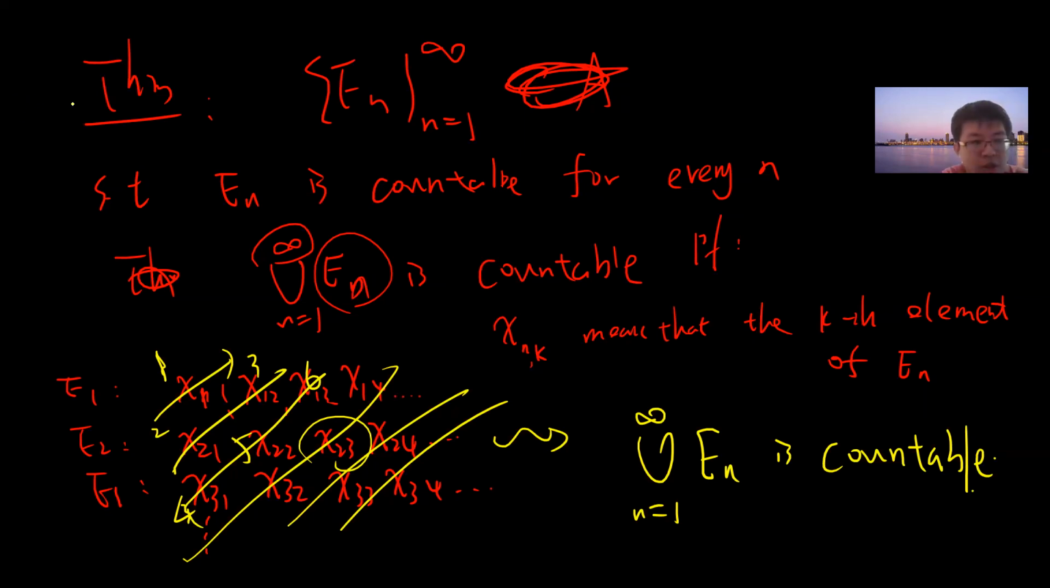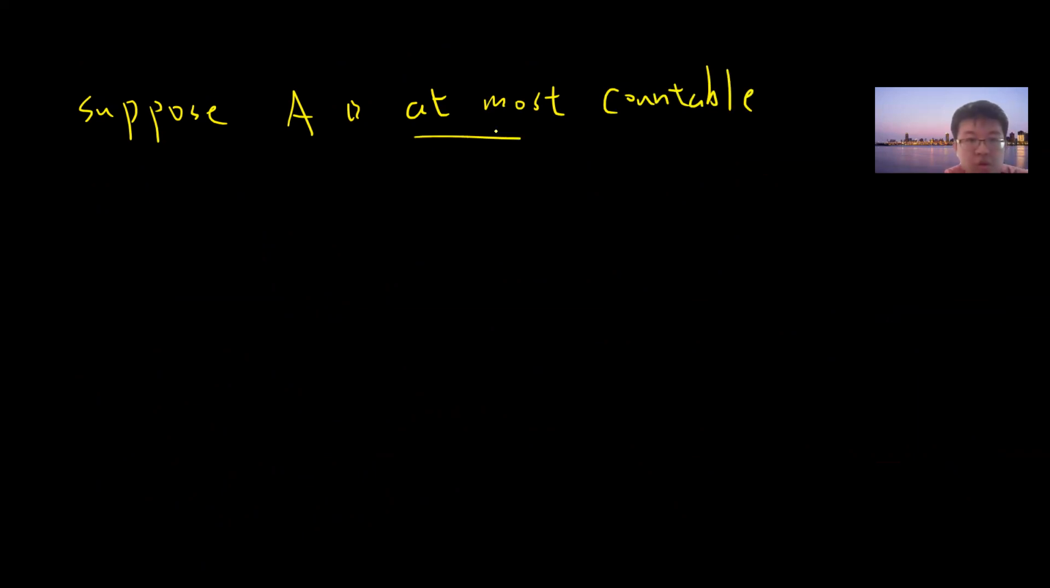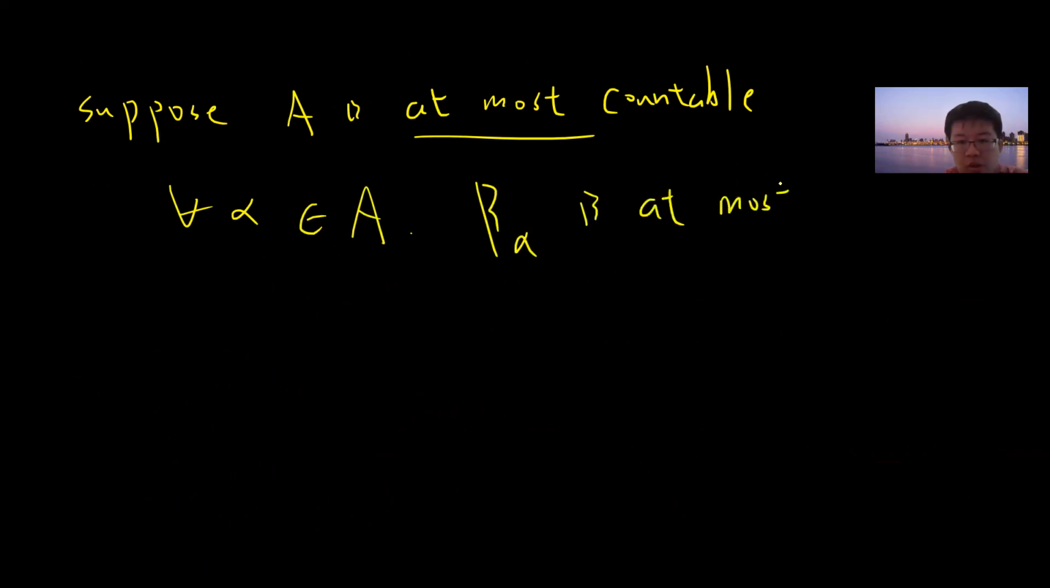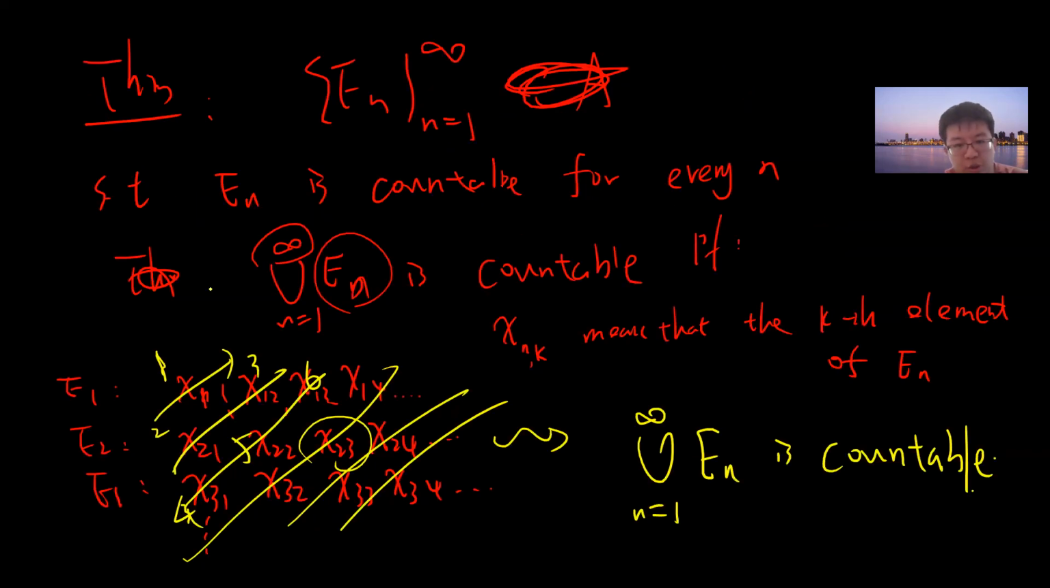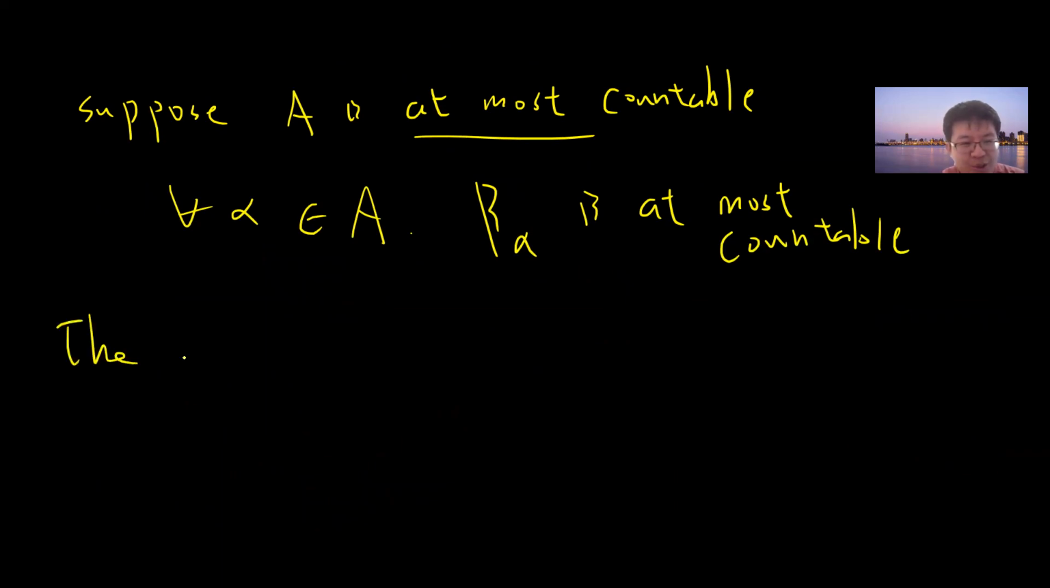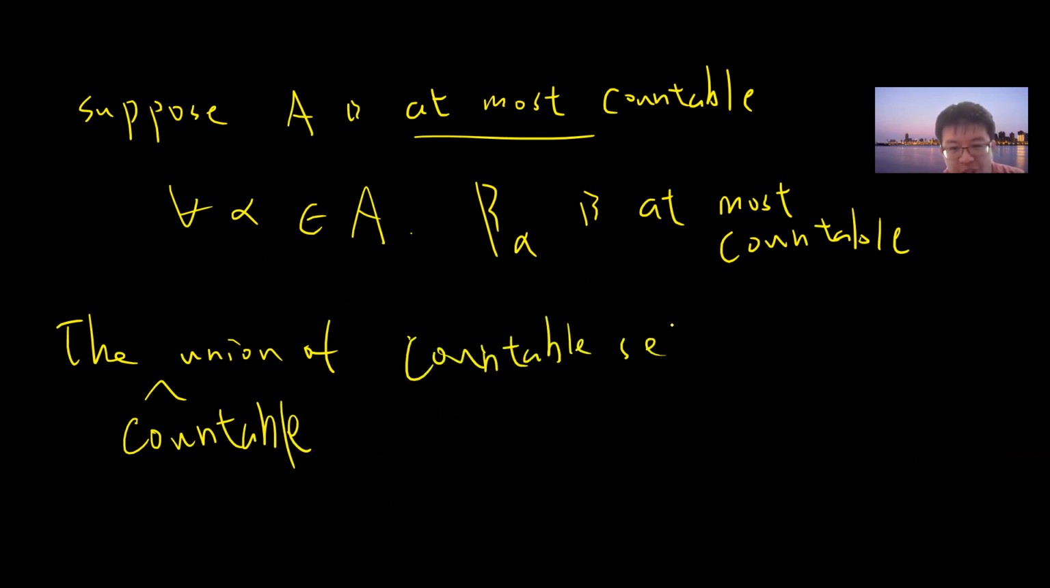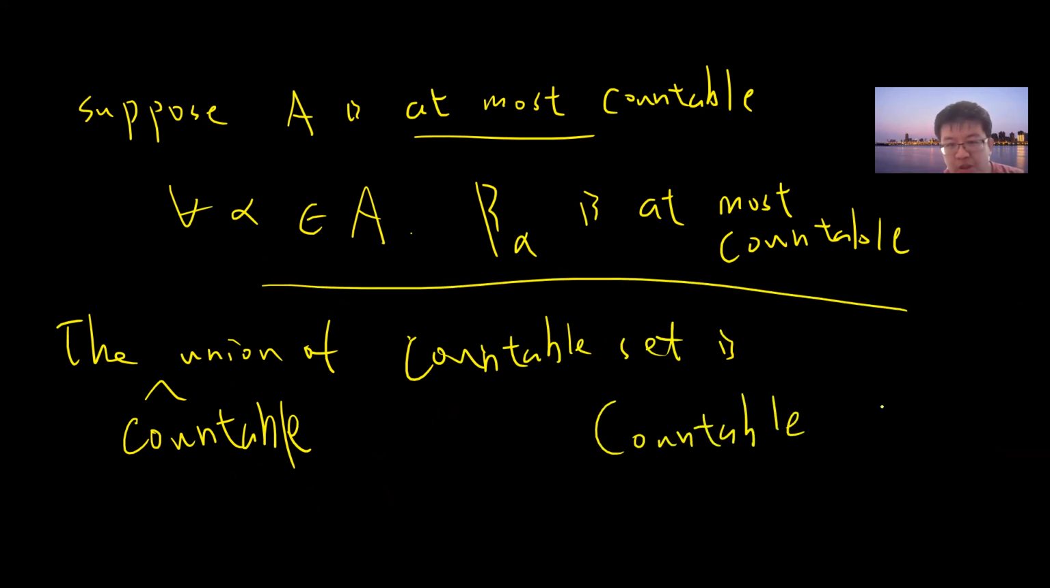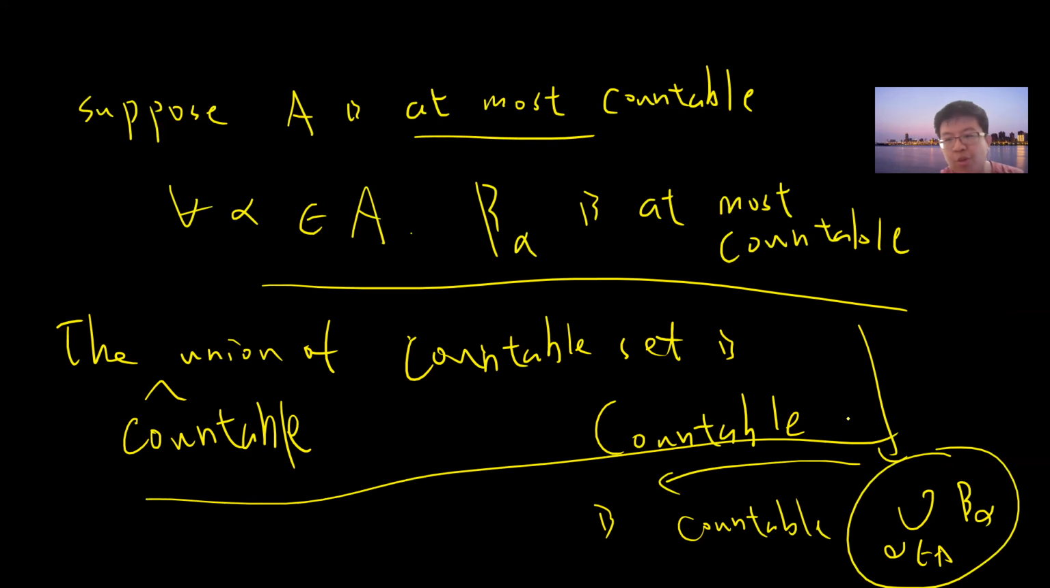Okay, so this is the corollary. Suppose A is at most countable, which means it's finite or countable. If A is at most countable, then for every alpha belonging to A, B_alpha is at most countable. Basically, we proved that the countable union of countable sets is countable. So hopefully you understand that the union of B_alpha over alpha in A is countable. This is just what we already proved.